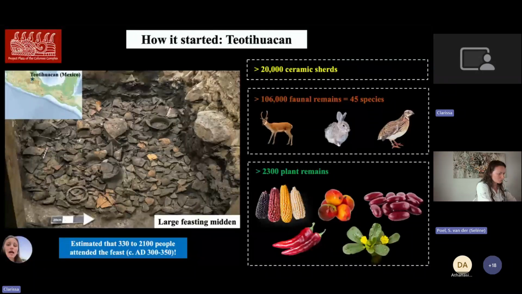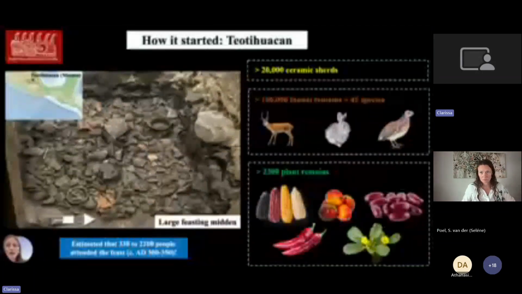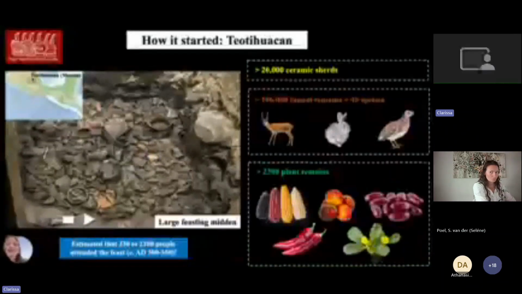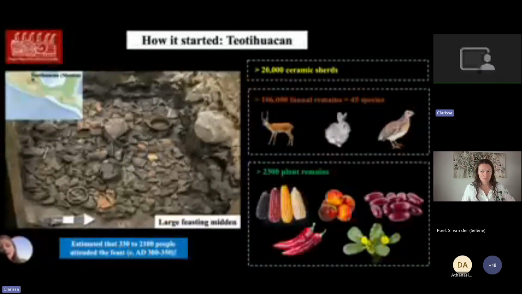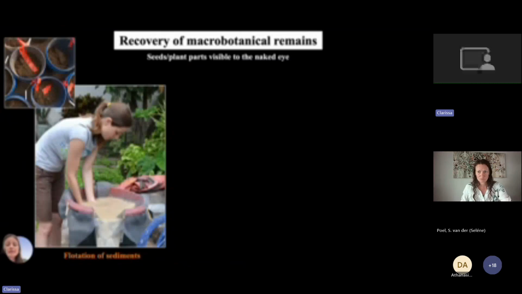I won't go into the details, of course. That's something if you want to talk about it at the end. But the point is that it was a very dense deposit, and it's estimated that there were probably up to 2,100 people that attended this large feast. It was one event.